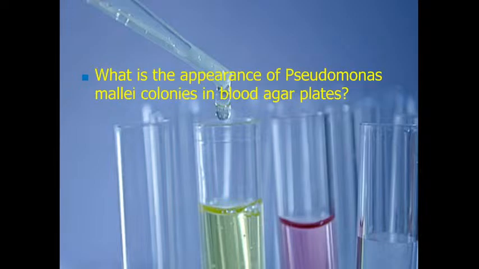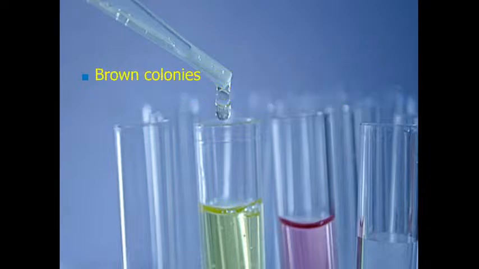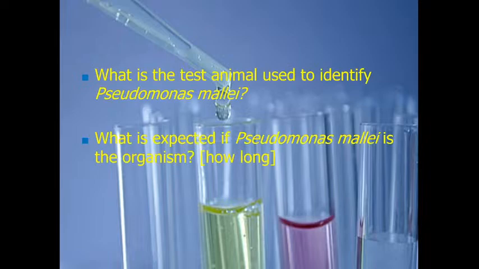Now, let's talk about Pseudomonas mallei a little bit in terms of its morphology in blood agar plates. Pseudomonas mallei has brown colonies in blood agar plates. Actually, it's one of the few microorganisms, the gram-negative microorganisms, in fact, to form brown colonies in blood agar plates. Okay. The test animal that we use to identify Pseudomonas mallei is guinea pigs.